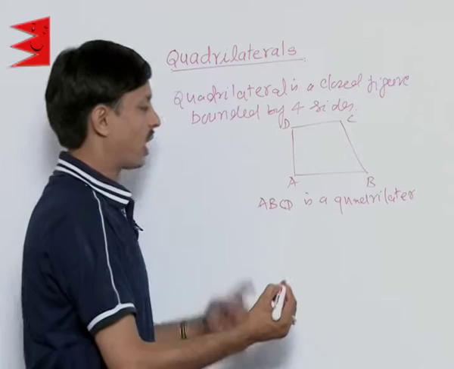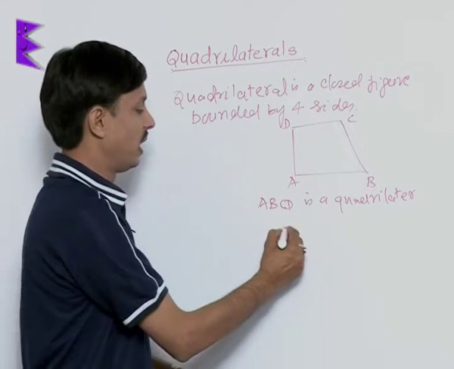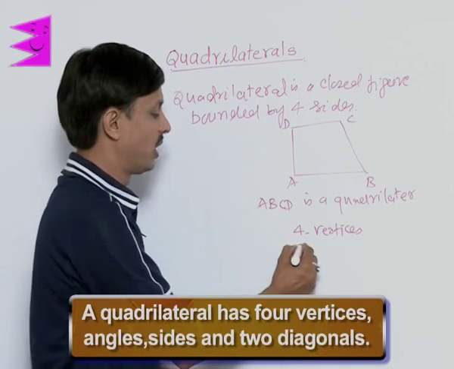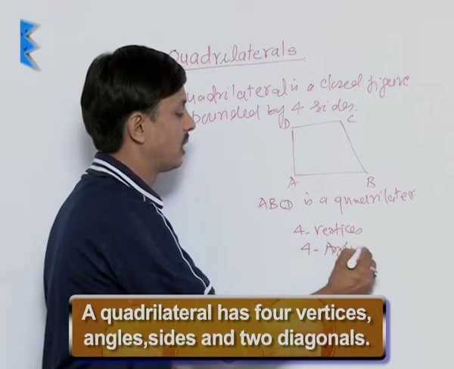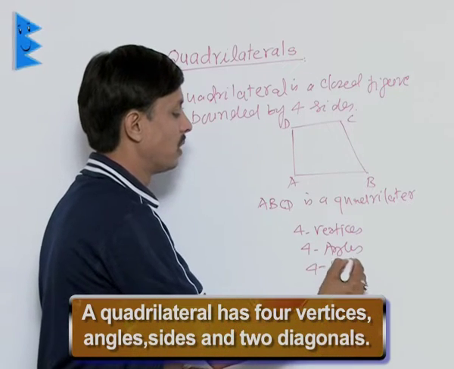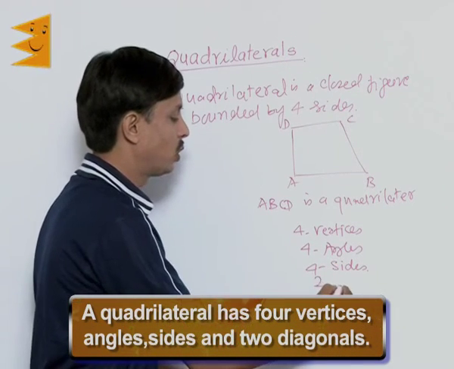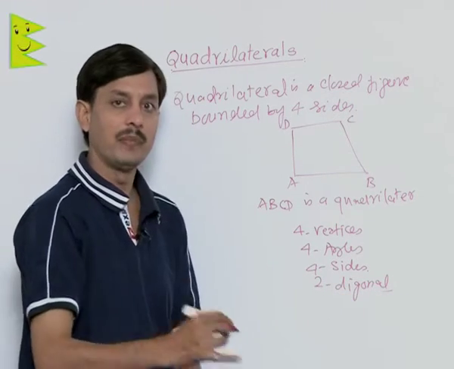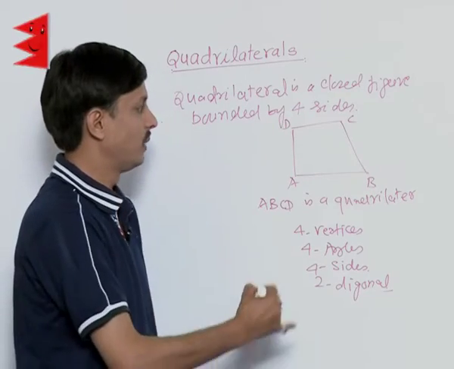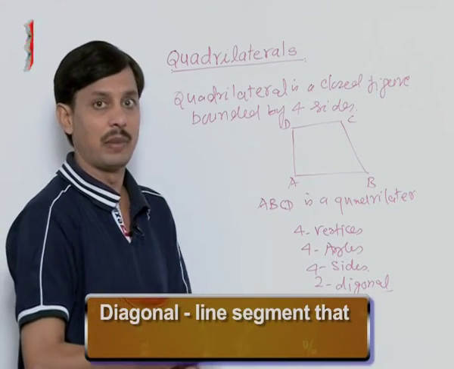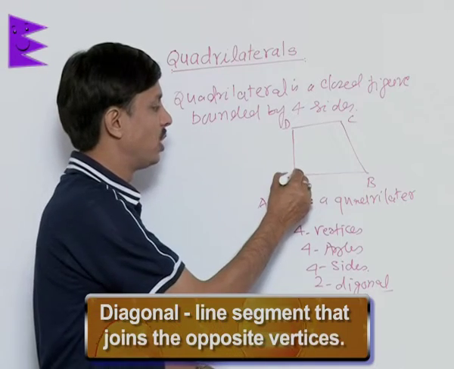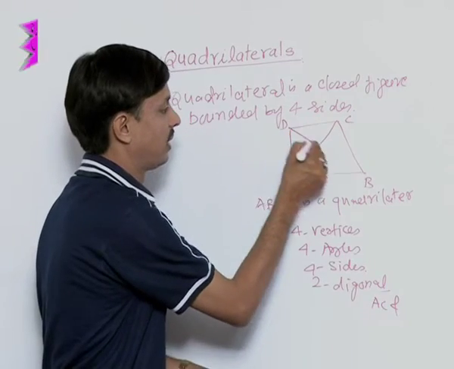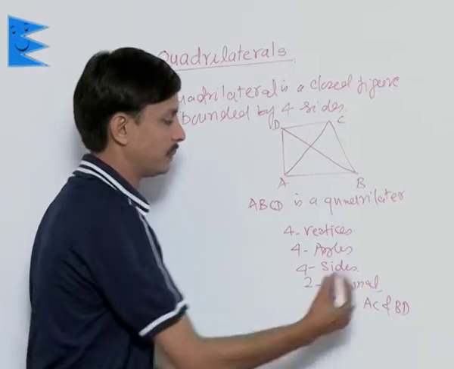What are the characteristics? A quadrilateral has four vertices, it has four angles, it has four sides, it has two diagonals. A new word, diagonal, is coming. What is the definition of a diagonal? A diagonal is that line segment which joins the opposite vertices. That is, one diagonal is AC and another diagonal is BD.